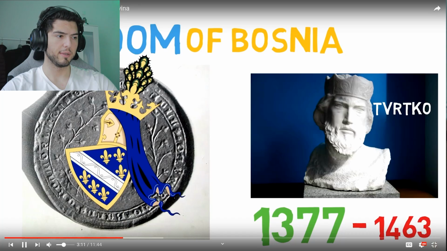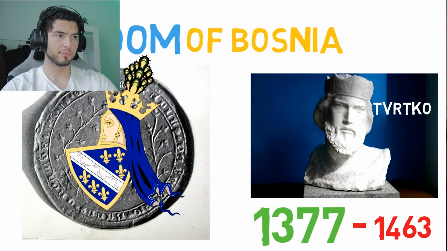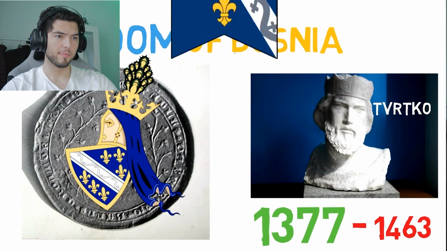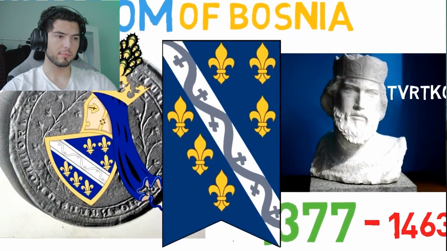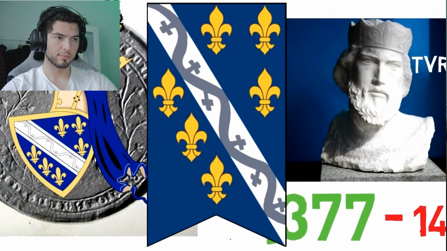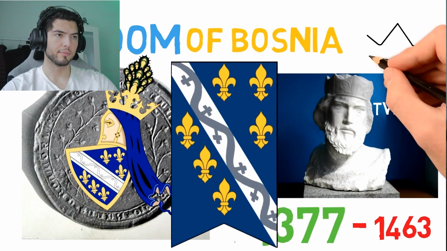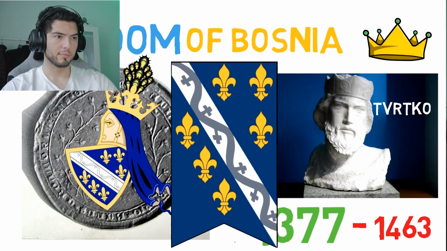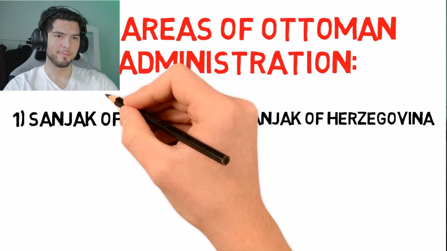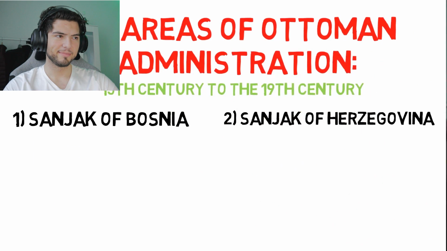During this period we can identify a first actual flag for Bosnia, or at least a banner, if you will, copying the design of the coat of arms and displayed in a vertical rectangular shape. The kingdom was thriving at this point and expanding its territory for a while, but then came the Ottomans, and from the 15th to the 19th century, Bosnia and Herzegovina were under Ottoman rule.